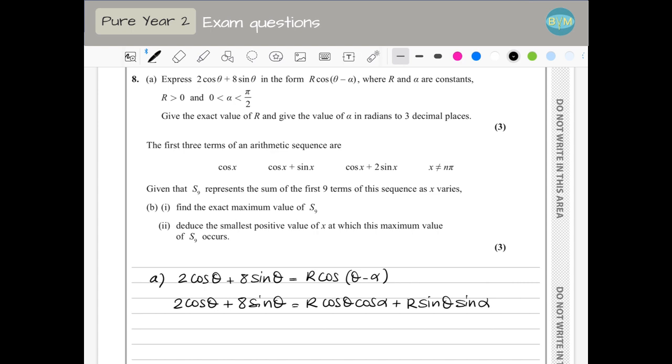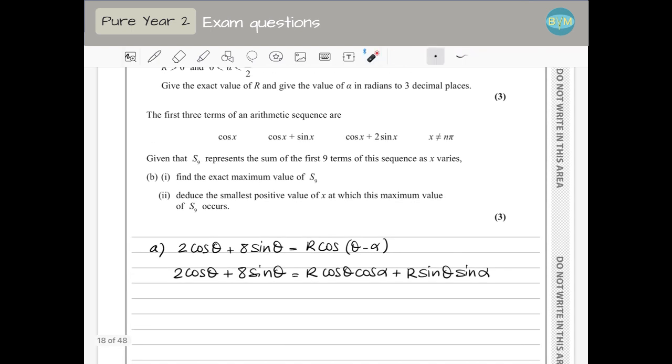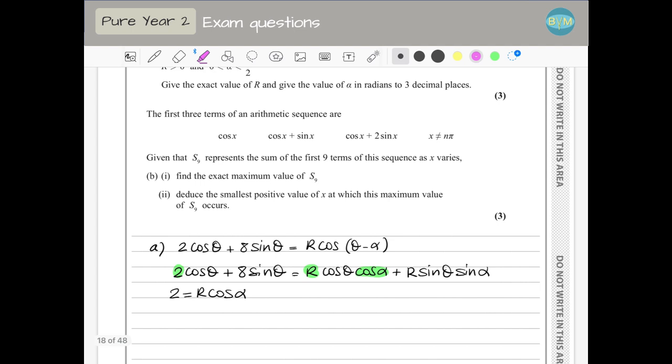And now we are just going to compare coefficients. On my left-hand side, the coefficient of cos theta is 2, while on my right-hand side, the coefficient of cos theta is r cos alpha. Cos alpha is a constant, so this is a constant multiplying cos theta. So 2 must be equal to r cos alpha. I'm going to do the same with sin theta. I have sin theta here and sin theta here, so my coefficients are going to be equal to each other. So 8 is r sin alpha.